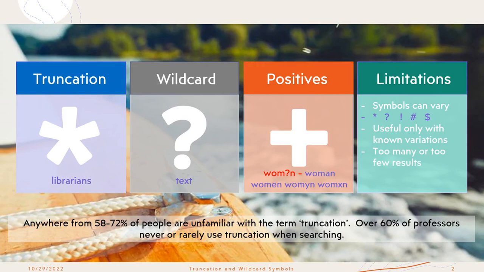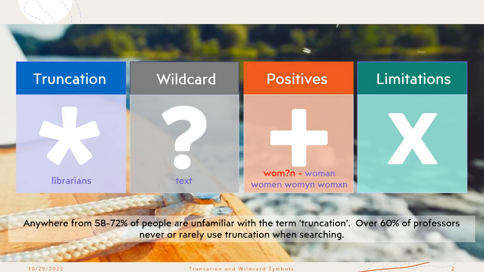Truncation and wildcards may also sometimes produce too many or too few results. For example, if I had truncated the word library at lib instead of librar, I would get irrelevant results that include things such as liberty, libations, libel, and liberalism, as well as many others.